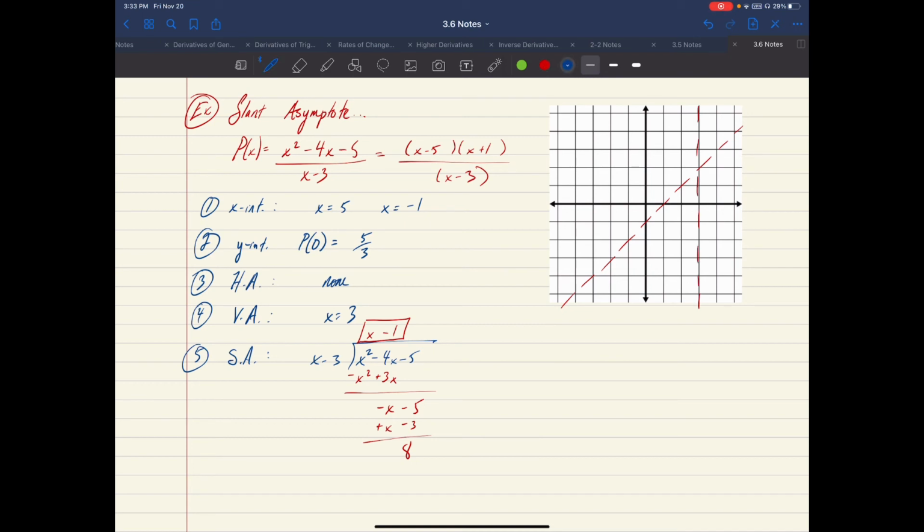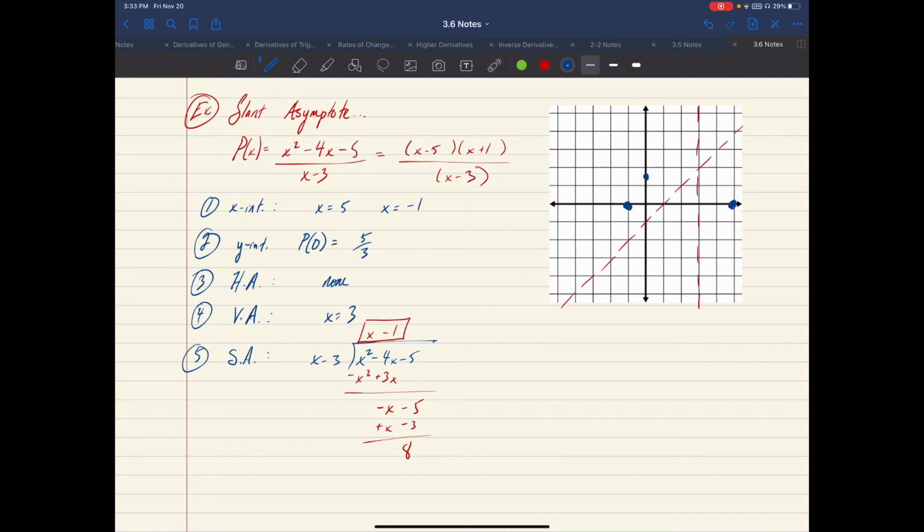I'm then going to put my points on the graph. So it says x equals 5 is 1, and x equals -1 is 1. And the intercept is 5/3, so somewhere over there. All right, so those are all the things that we have on our graph, and then we do the asymptote check.